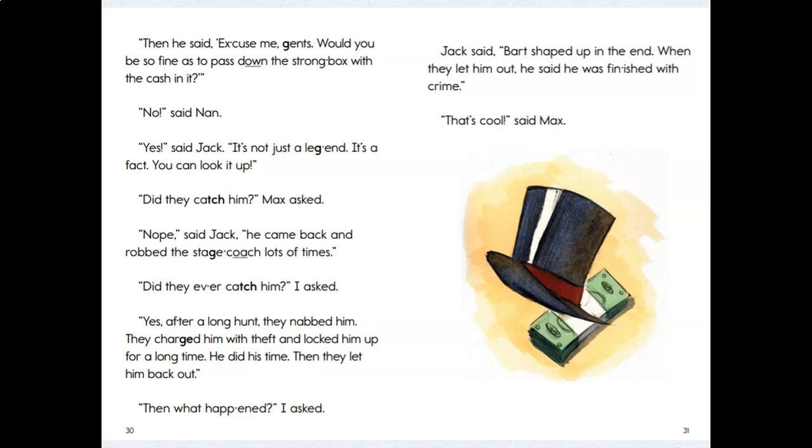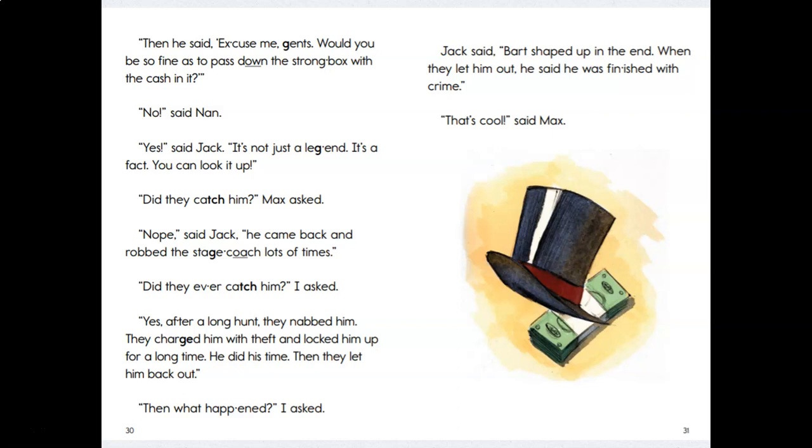"No," said Nan. "Yes," said Jack. "It's not just a legend, it's a fact. You can look it up." "Did they catch him?" Max asked. "Nope," said Jack. "He came back and robbed the stagecoach lots of times." "Did they ever catch him?" I asked. "Yes. After a long hunt, they nabbed him.